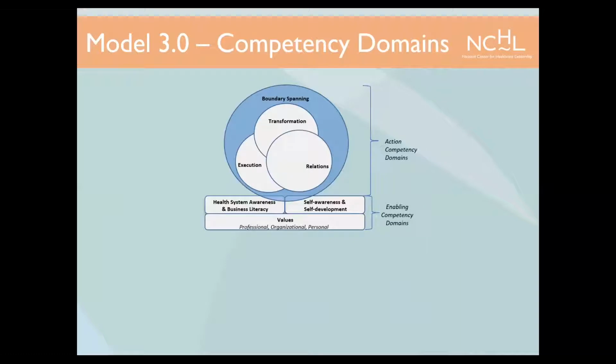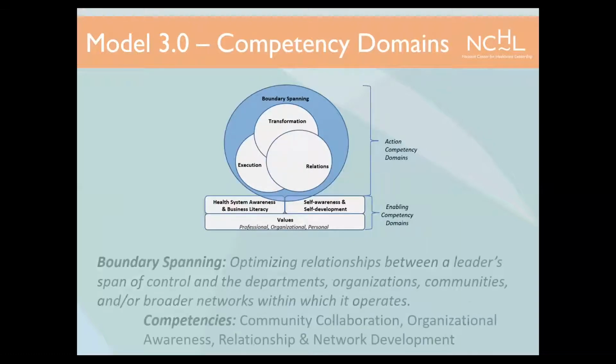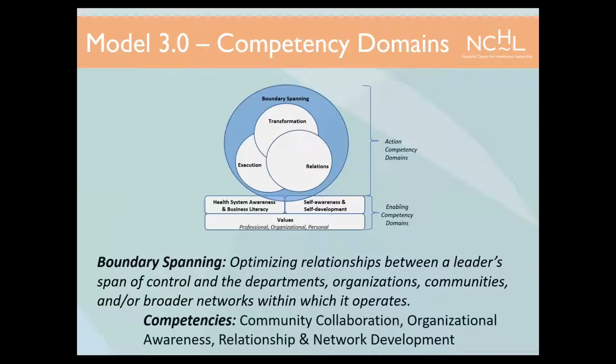So I'll go over the competency domains specifically as well. First we have our boundary spanning domain, which was our newer domain that we have added to the 3.0 model. It was added in part due to Gary Ukel's work. Boundary spanning is optimizing the relationship between a leader's span of control and the departments, organizations, communities, and/or broader networks within which it operates. This includes community collaboration, organizational awareness, and relationship and network development.